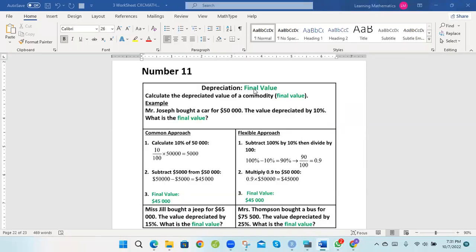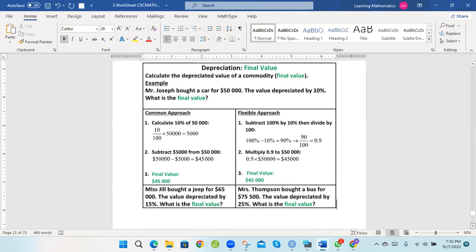Number 11, depreciation value. Calculate the depreciated value of a commodity. Find its final value or its future value. Okay, example, Mr. Joseph bought a car for $50,000. The value depreciated by 10%. Depreciate means it reduced in value by 10% for wear and tear and so forth. What is the future value? Now you have the common approach, which most of us, if not all of us, know. You take the percentage off, and then you subtract. But you have the flexible approach, whereby you must start with 100%. So we're going to do this using the flexible approach.